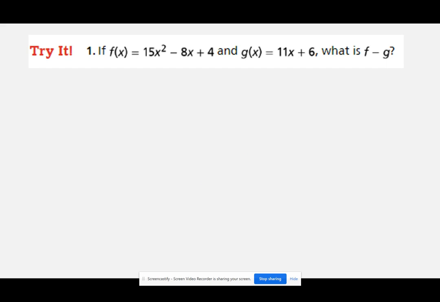All right, so here's the try it for this section. They give us f of x and they give us g of x and they want us to subtract them. So pause the video, give this one a shot, and then come back and check your answer.